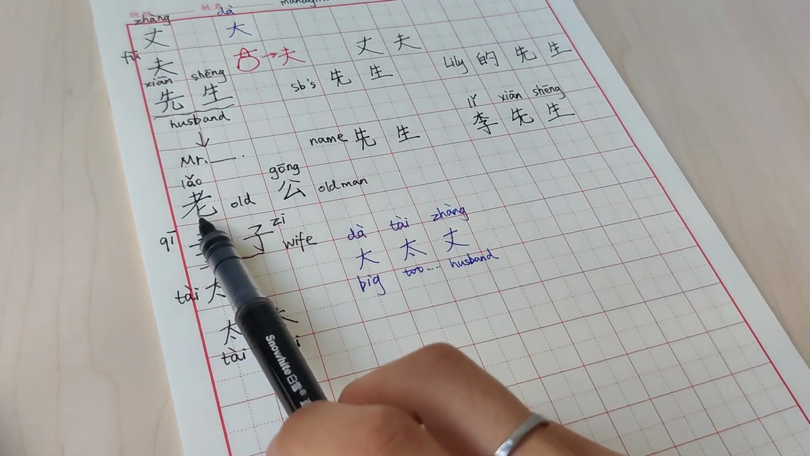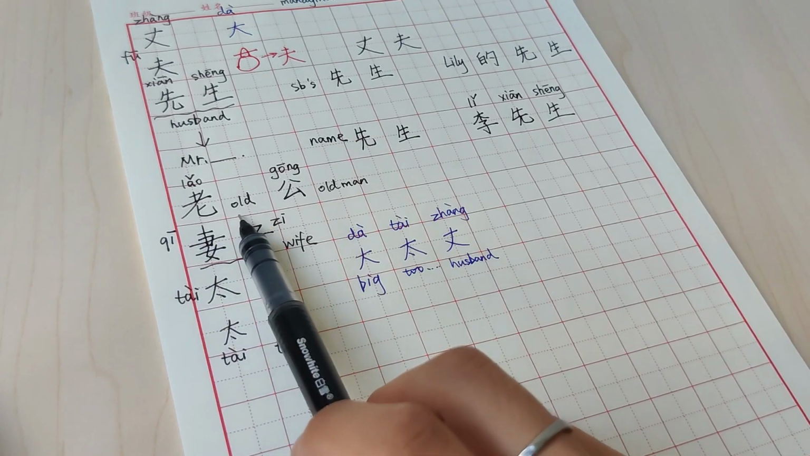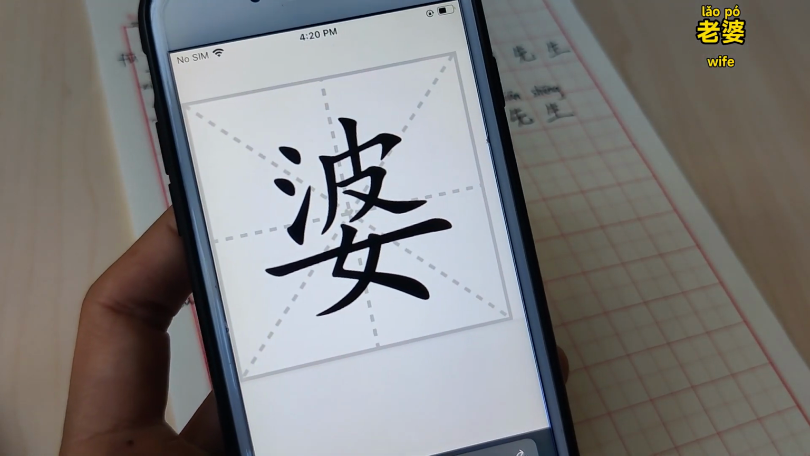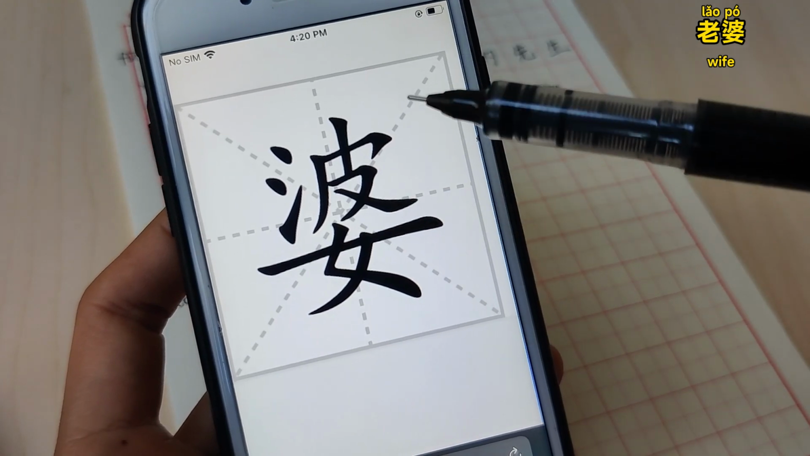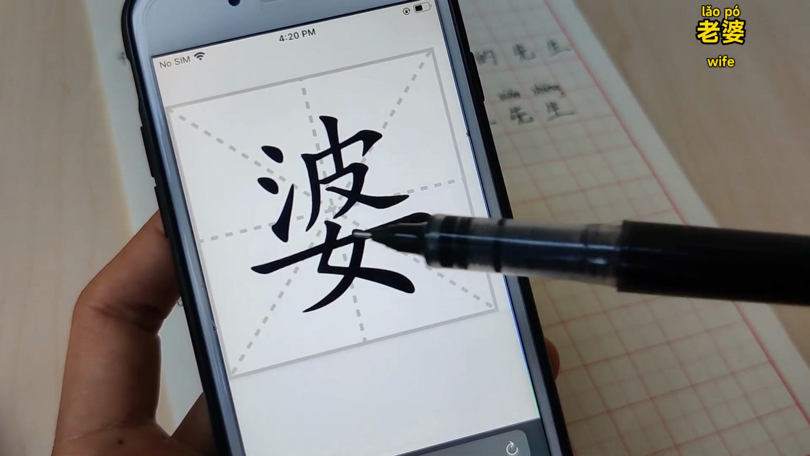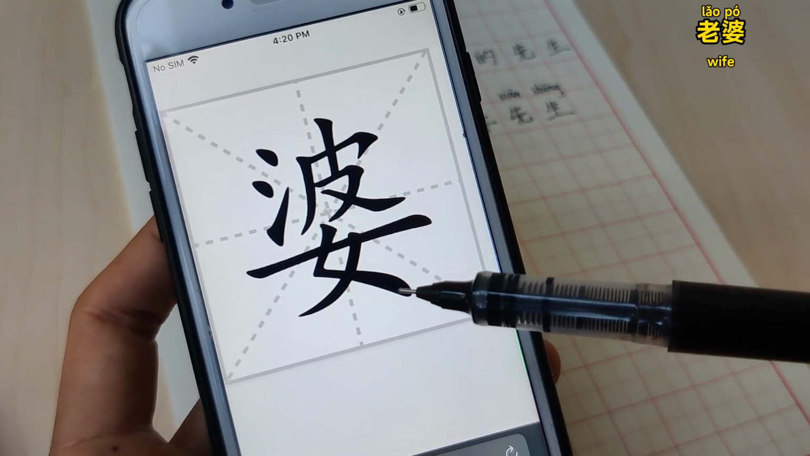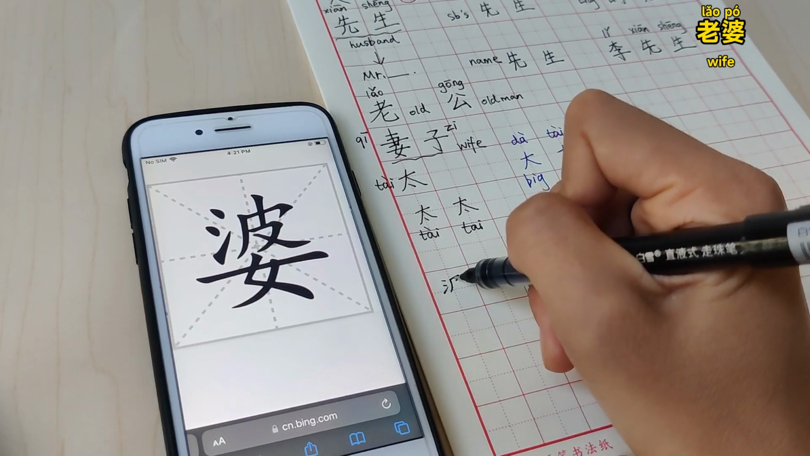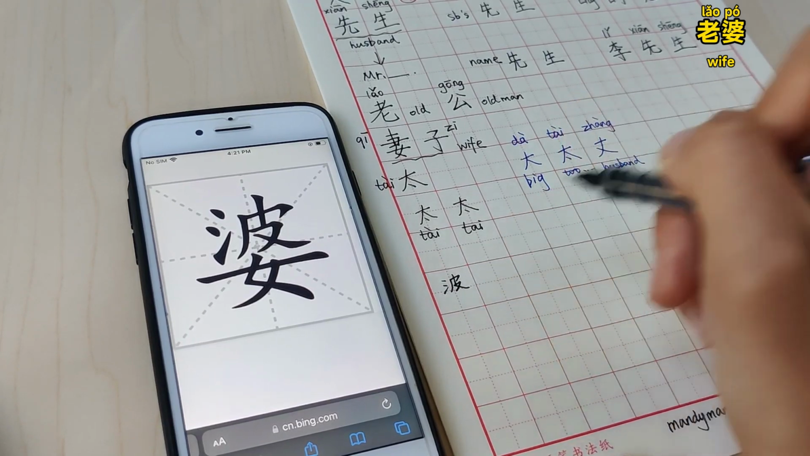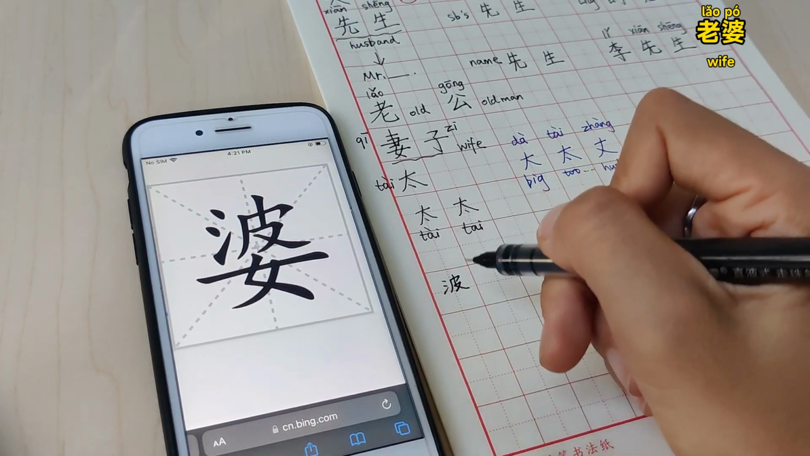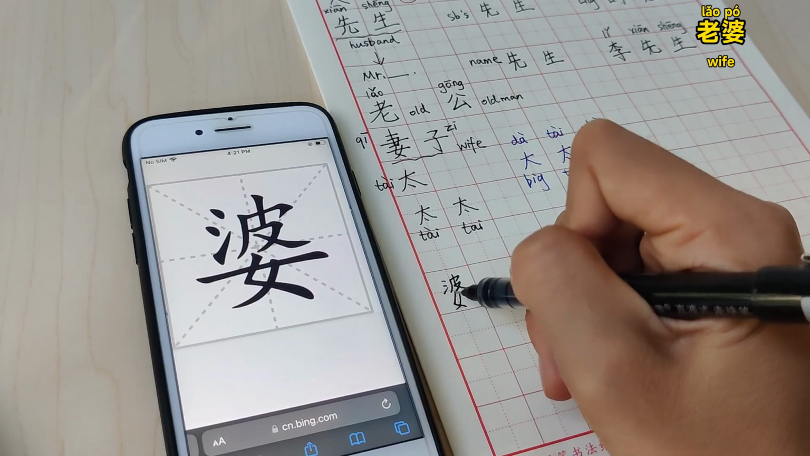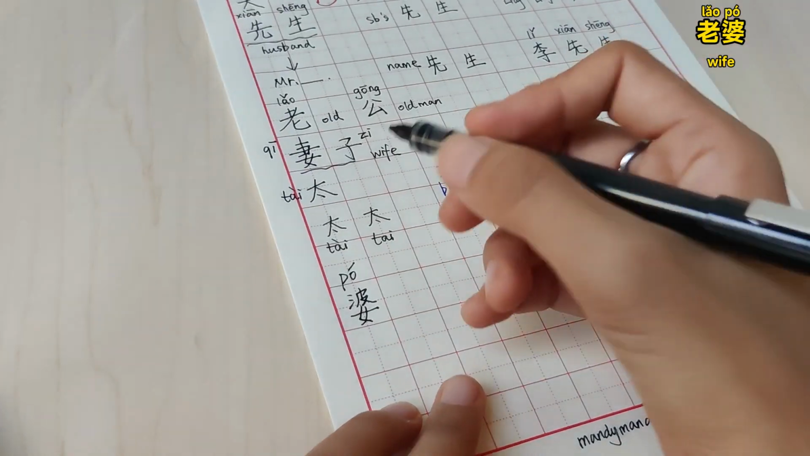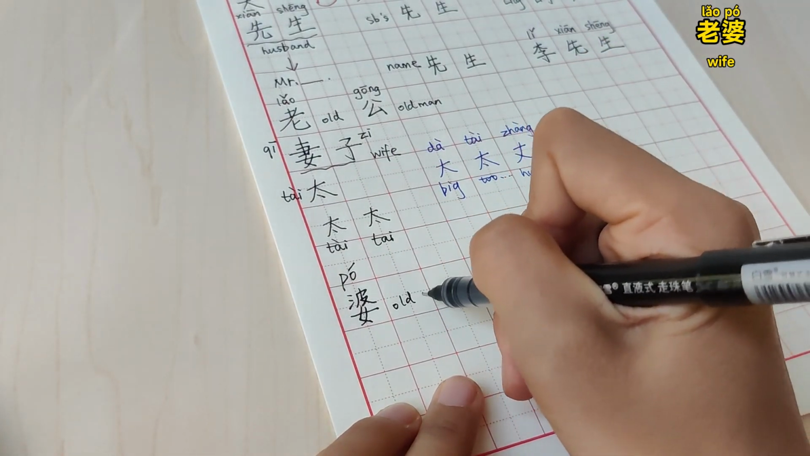We already learned how to write the 老 over here, which means old, and the 婆 would be like this. This is a top-bottom structure, and at the bottom part, this is the female radical. We go 1, 2, 3. That's the top part of it. And the bottom part of it, a female radical. 婆 means old woman.